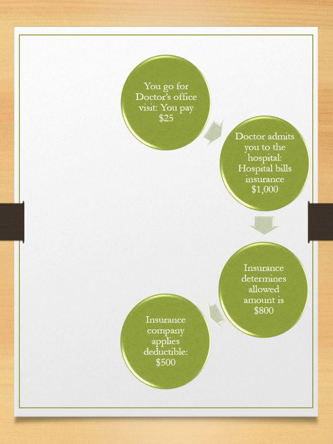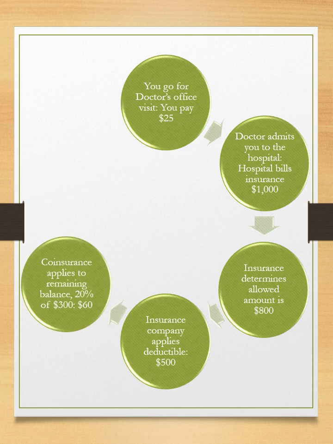Then your insurance company applies your deductible, which is $500. After that, the coinsurance kicks in. This means that in addition to your $500 deductible, you would then pay 20% of the remaining balance, which is $300. 20% of $300 is $60. The plan would pay the balance.